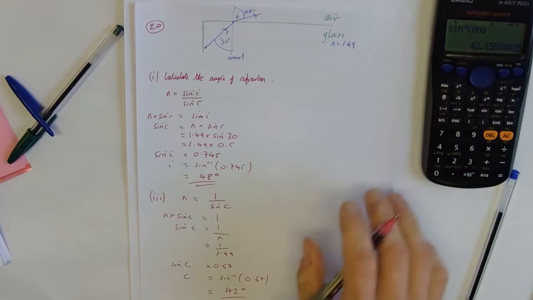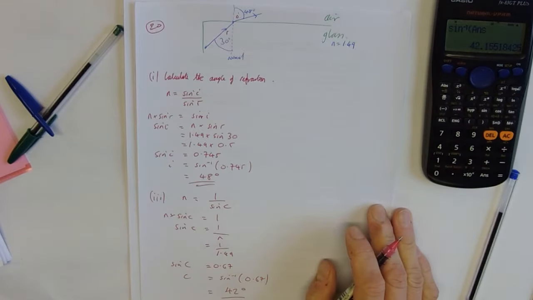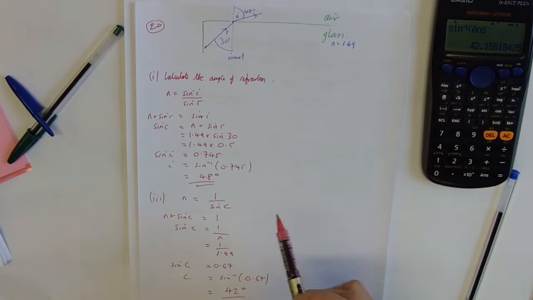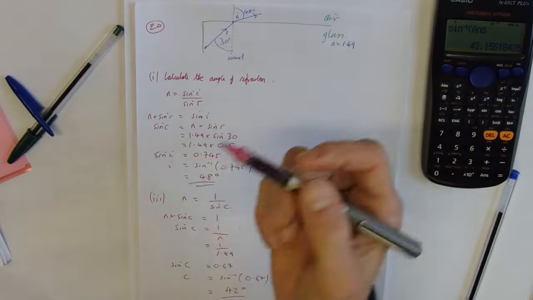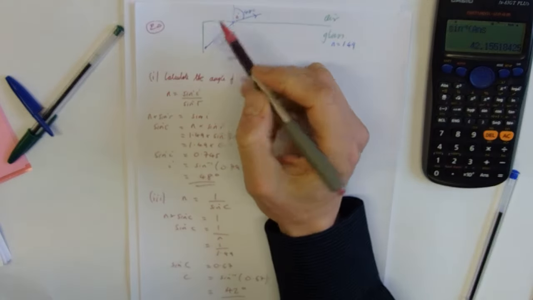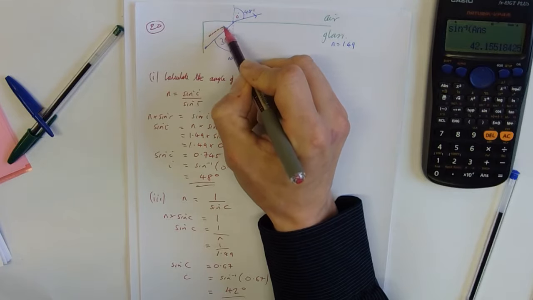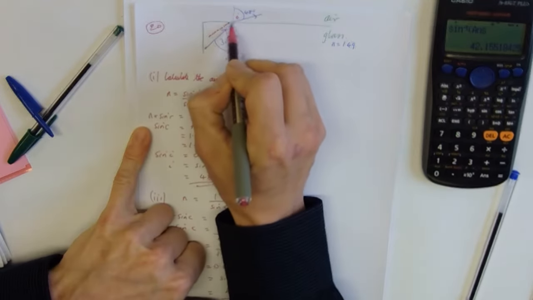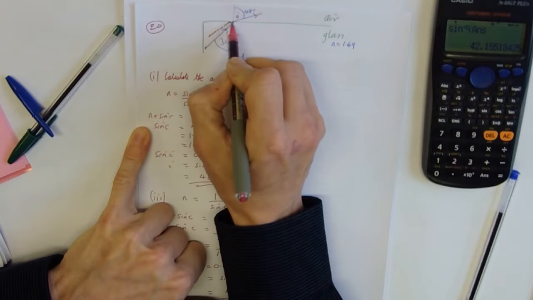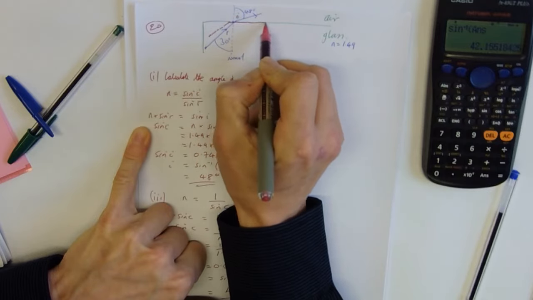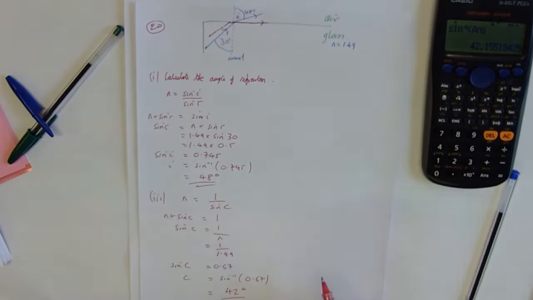Part 4. On the figure, draw the complete path followed by a ray that leaves at the critical angle. So I'll draw it in red. So a light ray hitting this and then not refracting through and not reflecting but going that way. So that's part 4.